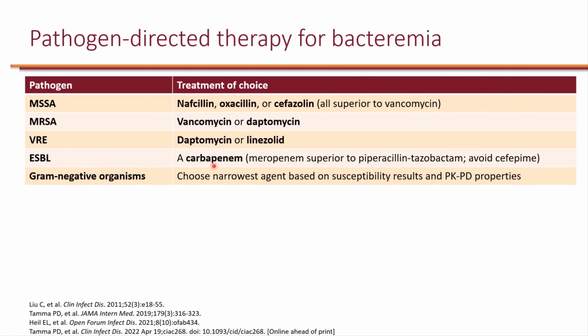So now they are considered first line for ESBL bacteremia, and cefepime should be avoided because of increased risk of mortality. And this is regardless of susceptibility. So if the patient has blood cultures growing, let's say ESBL producing E. coli, and is susceptible to pip/tazo and cefepime as well as meropenem, we should avoid using cefepime even though it is susceptible, and we should avoid using piperacillin tazobactam, and we should use a carbapenem because of the mortality benefit.